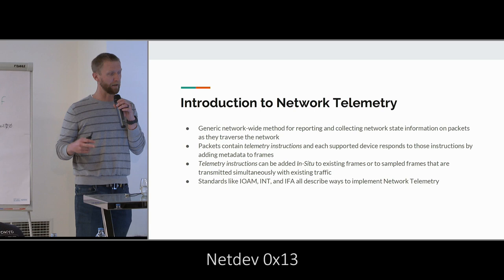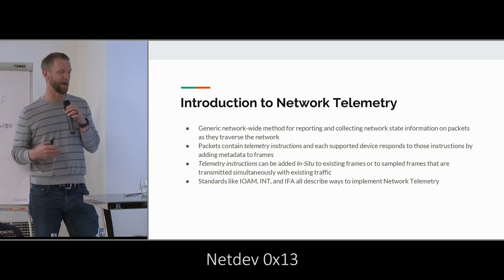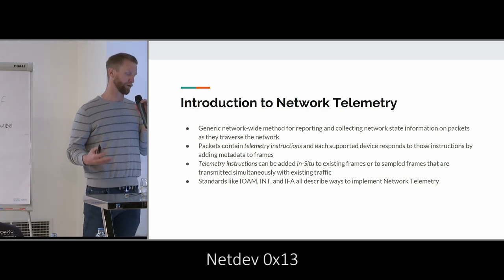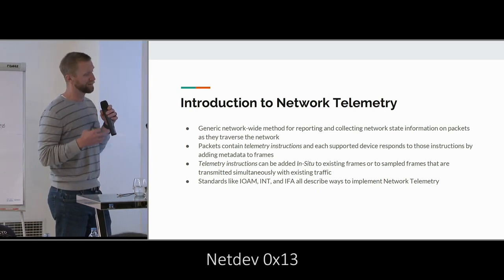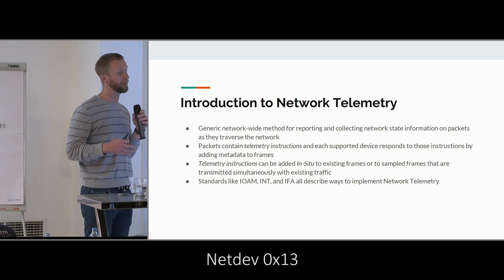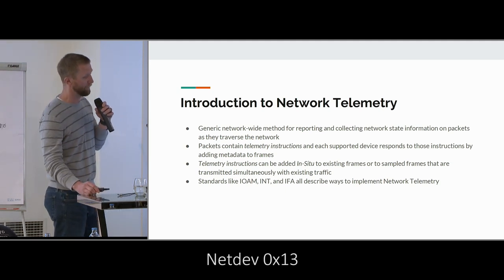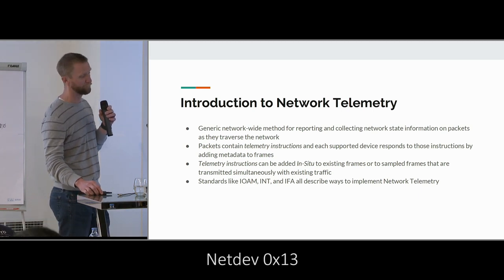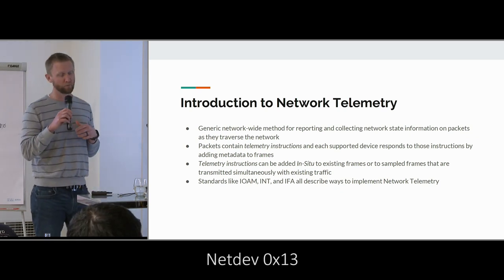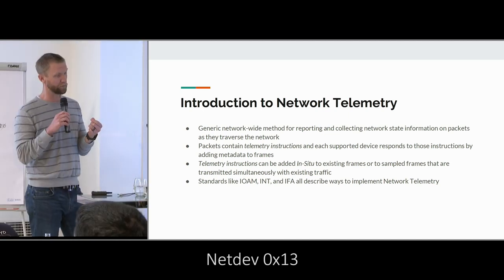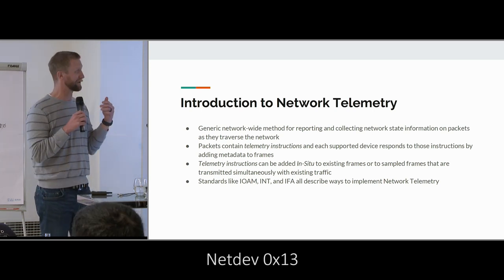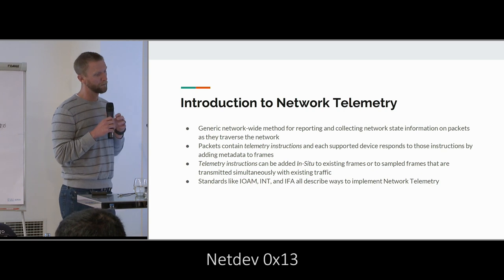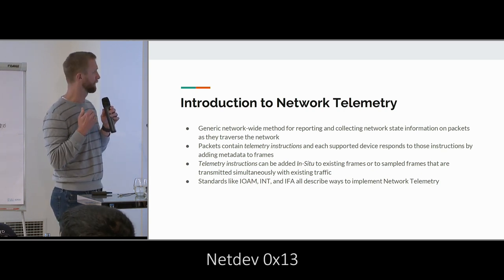There's two ways that we think about this. These telemetry instructions are added in situ, if I'm pronouncing that correctly, which I believe is one of the more popular ways. So it goes on existing frames. In other words, you're adding data to things as they go through your network. This obviously could be problematic, could be great. We'll talk about some of those issues. Or in many cases, it could be on a sample of the frames. So in the event that you don't want to insert this directly in your data path, but you still want to use the same data path, you could sample a frame, add the data, and possibly truncate the data so that you're not above the MTU. And those would be transmitted basically simultaneously with the frames that were cloned.